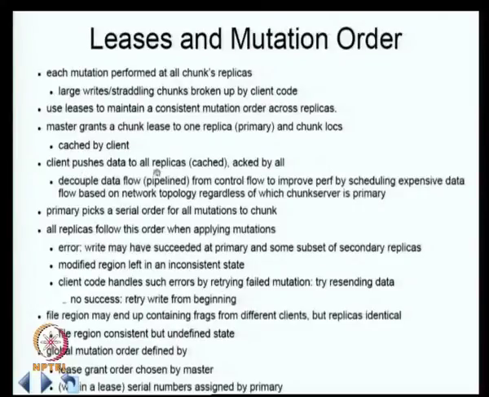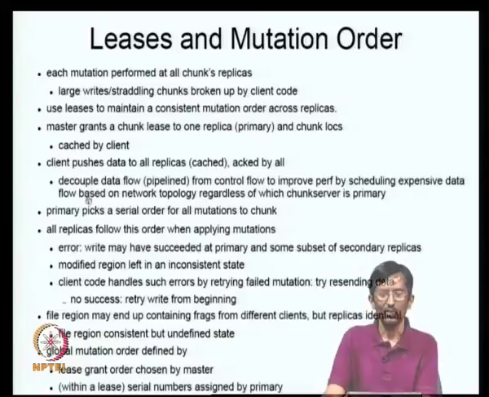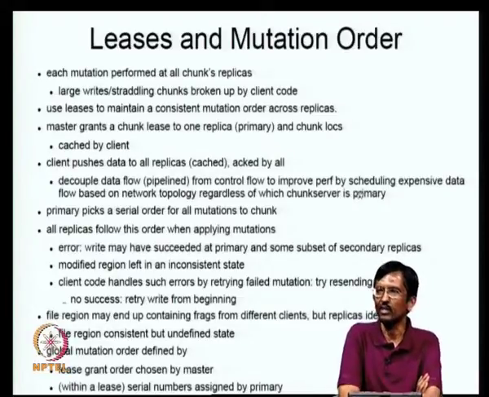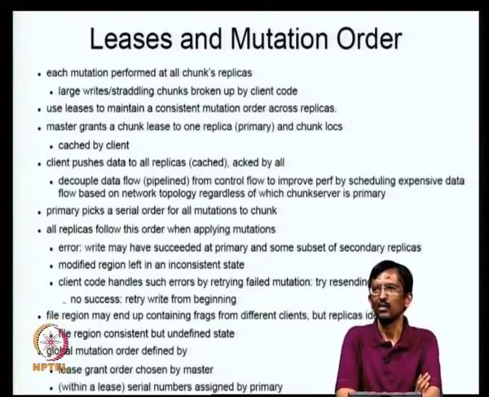So the client pushes data to all replicas. Immediately, without waiting for any ordering or anything of that kind, as soon as you figure out who the replicas are, you send it out immediately. The basic idea is to decouple data flow from control flow to improve performance by scheduling expensive data flow based on network topology, regardless of which chunk server is primary. Again, one of the things I have decided in this particular design was that throughput is very critical.